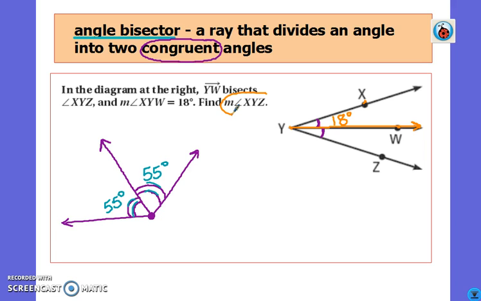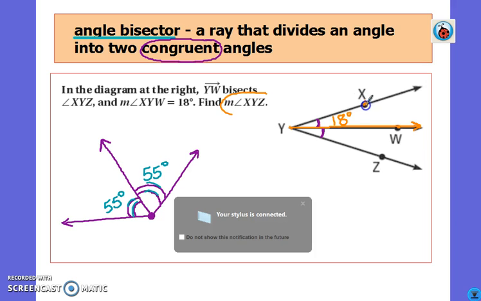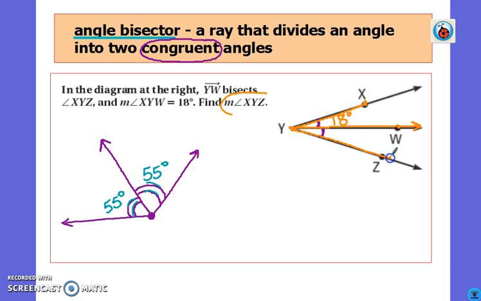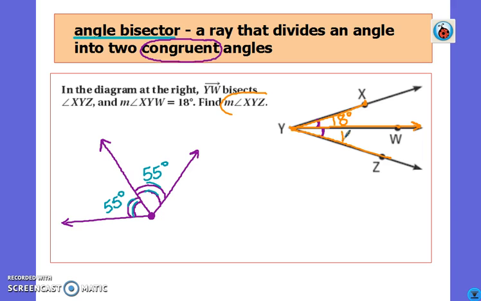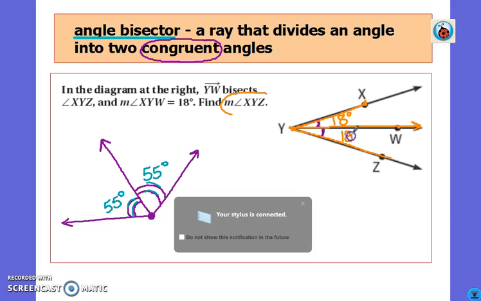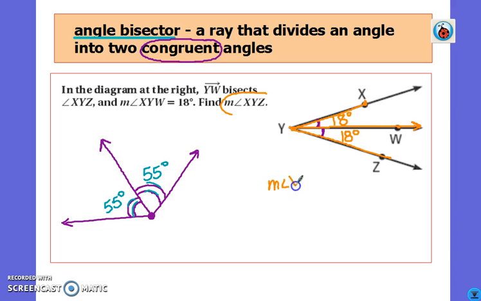And so when you look at the picture, do you see where the XYZ is? XYZ is actually the whole thing, right? X to Y to Z. So since that's 18, this one's 18. Really? And so the total is going to be, what would that be? 36, true? So then we would say the measure of angle XYZ equals 36. 36 degrees. Beautiful.